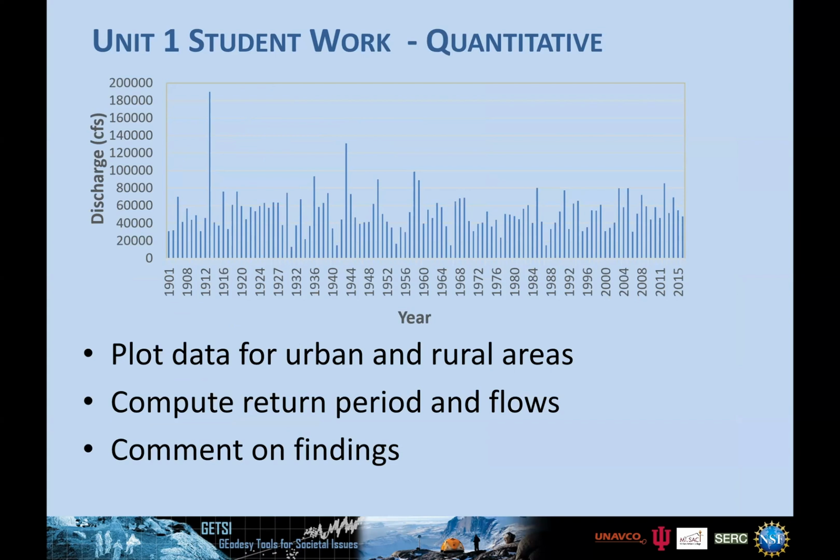So there are two aspects of what student will do in unit 1. One is about quantitative. So quantitative meaning they work with the data, and we give them one data set for urban area, one data set for rural area. That way they can see how the 100-year is different for an urban area compared to rural area.